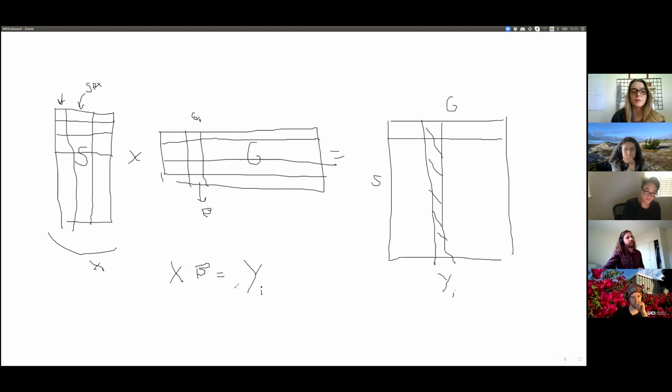See, if S is your meta samples, I don't think a meta sample corresponds to a particular trait like sex. Yeah, but I mean, that's correct.